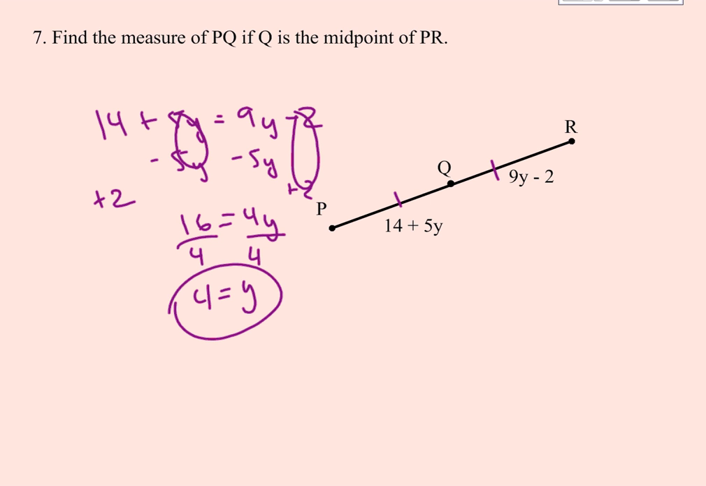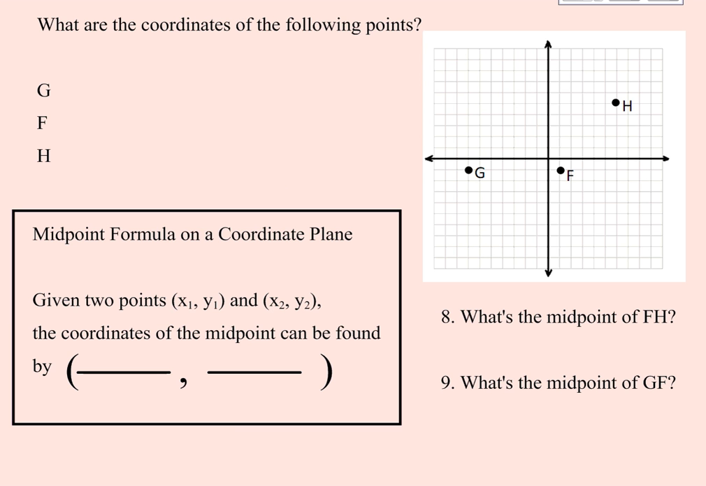So y is 4, but they want the measurement of PQ. So they need 14 plus 5 times 4. So that's 14 plus 20. So that's 34. So that's how long that is. And 9y minus 2 should be the same thing, and it is.